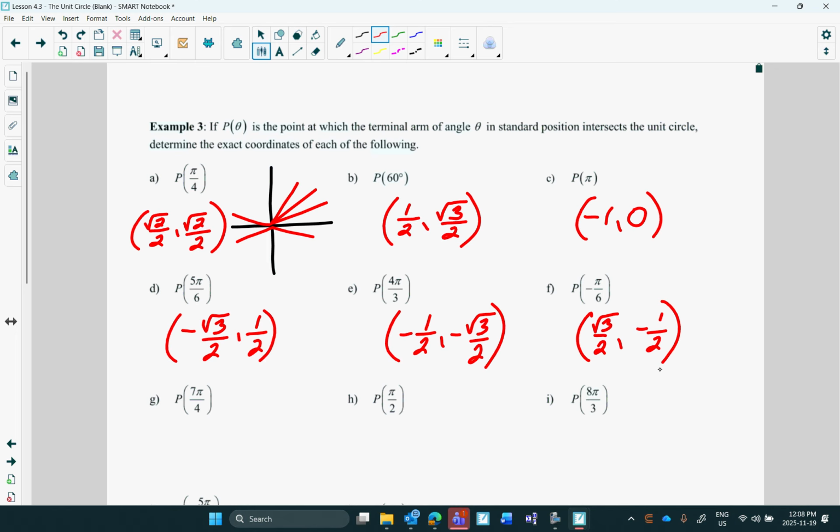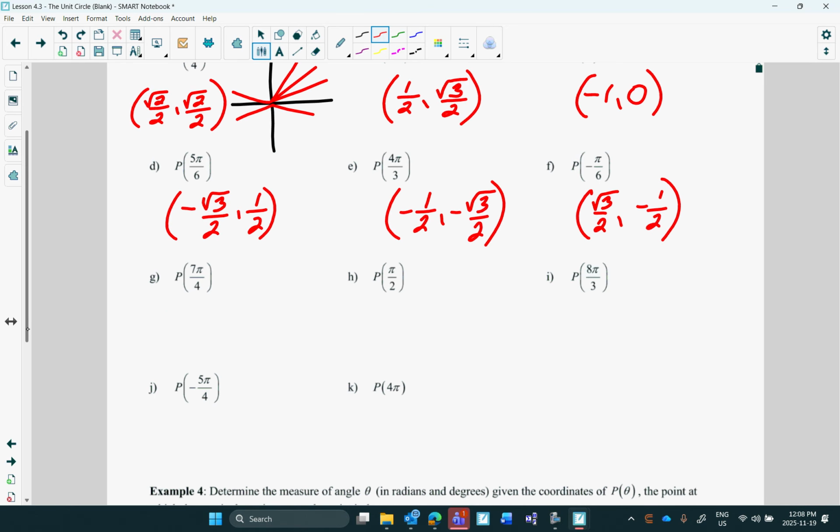Seven pi over 4, those are the ones that come out in the middle. So here and here and here, 7 pi over 4, what quadrant? Quadrant 4, because it's almost a complete circle. So what's the point on the unit circle here? Root 2 over 2, negative root 2 over 2.